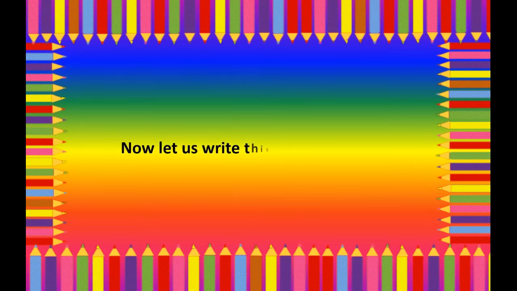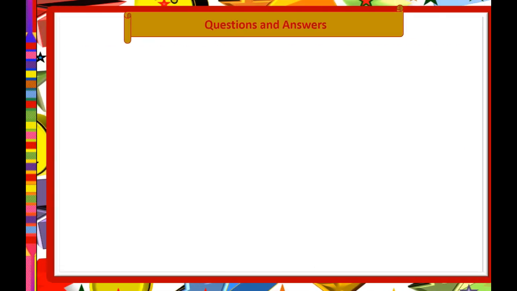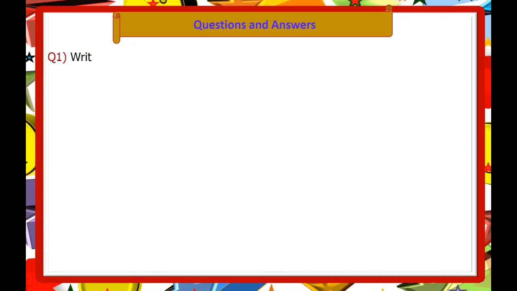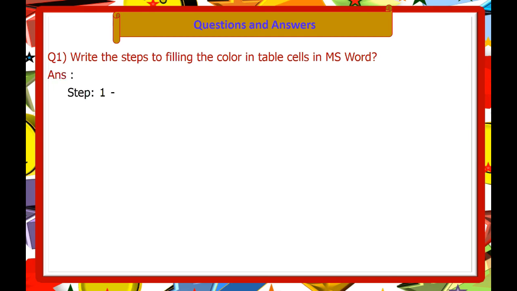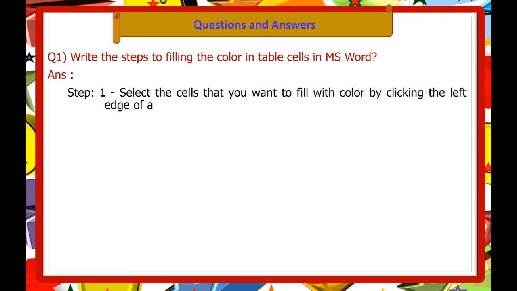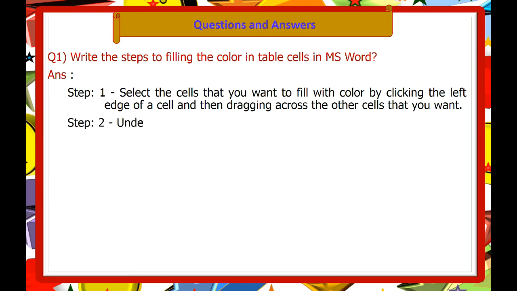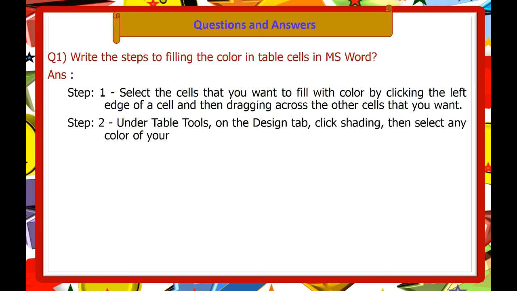Now let us write this in your notebook. Questions and answers. Question number 1. Write the steps to fill the color in table cells in MS Word. We know that we have to follow a few steps. Step number 1. Select the cells that you want to fill with color by clicking the left edge of a cell and then dragging across the other cells that you want. Step number 2. Under Table Tools on the Design tab, click Shading, then select any color of your choice.